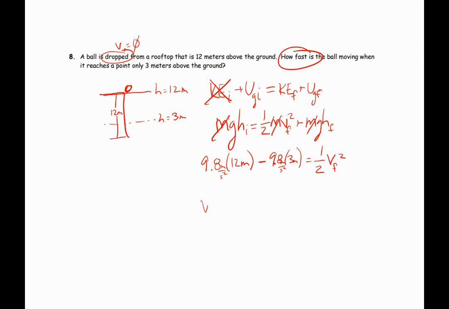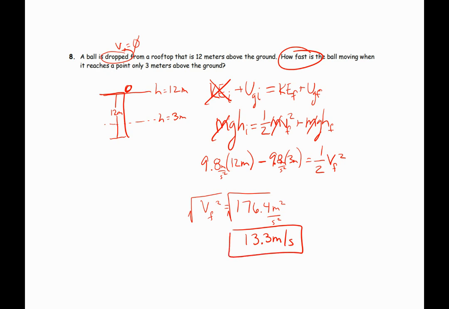So my v final squared in this case is going to be equal to 176.4. So I take the square root of that, and that's going to be meters squared per second squared. And so that's going to end up giving me a value of 13.3 meters per second. Okay, so it's picking up that velocity.